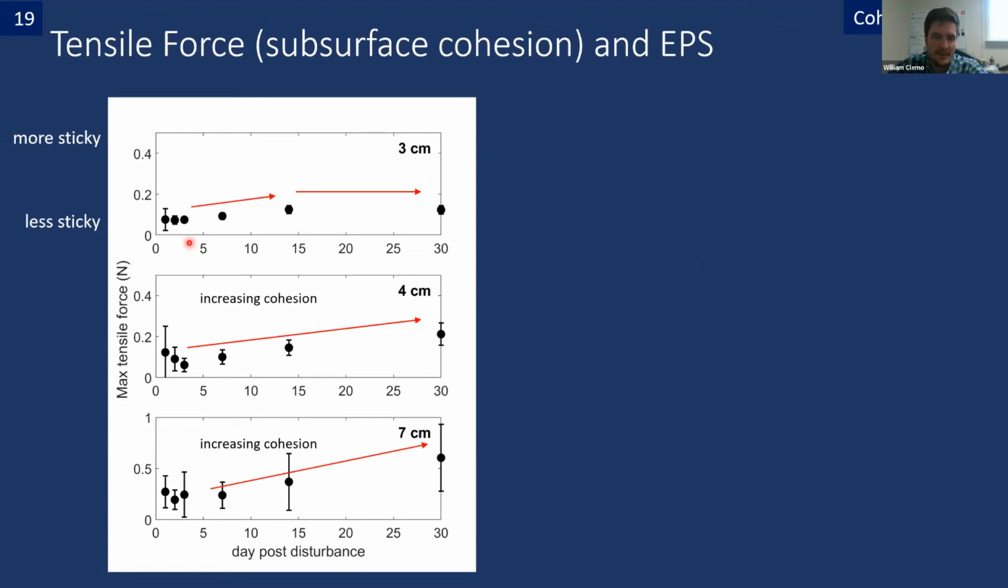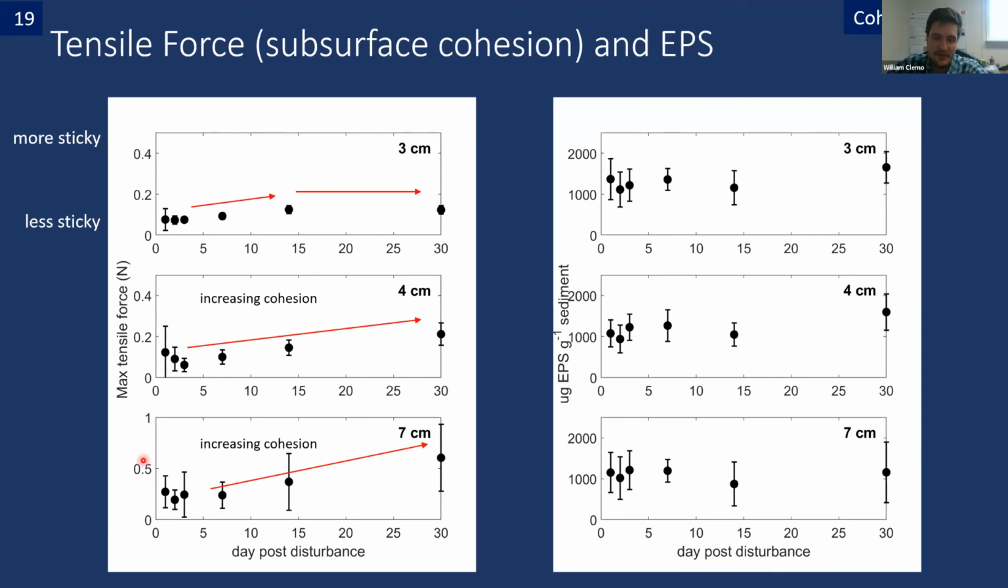And this increase is a little more apparent at 4 and 7 centimeters, although these measurements are highly variable. And the force was also much higher at 7 centimeters, which you can see on that y-axis scale there. And this is likely because of the weight of the overlying sediment at this depth. If we look at EPS concentrations at those same depths, we again see high variability and not a whole lot of change over time.